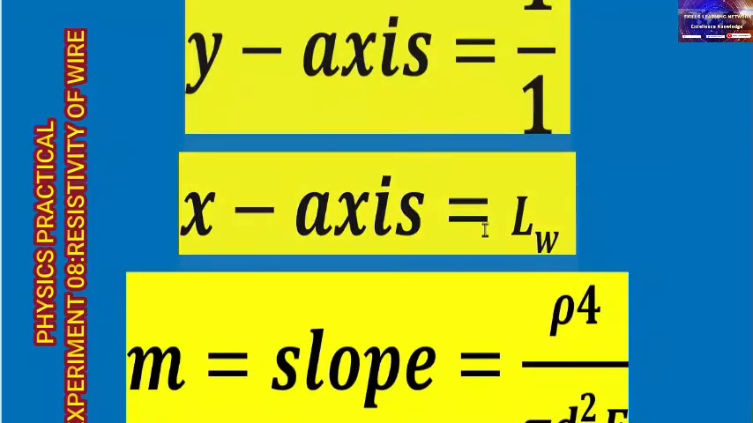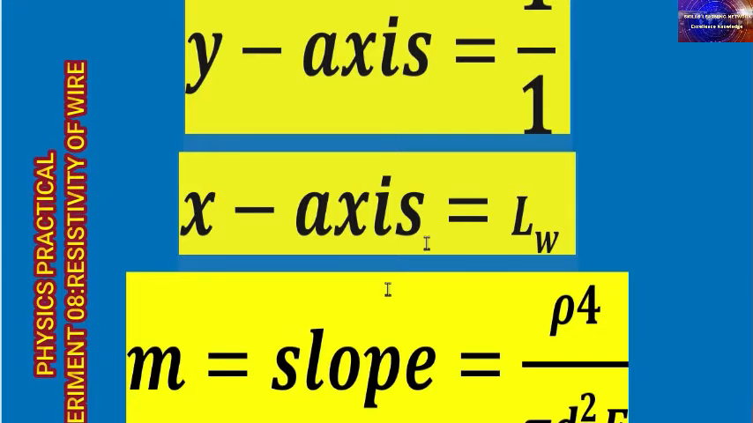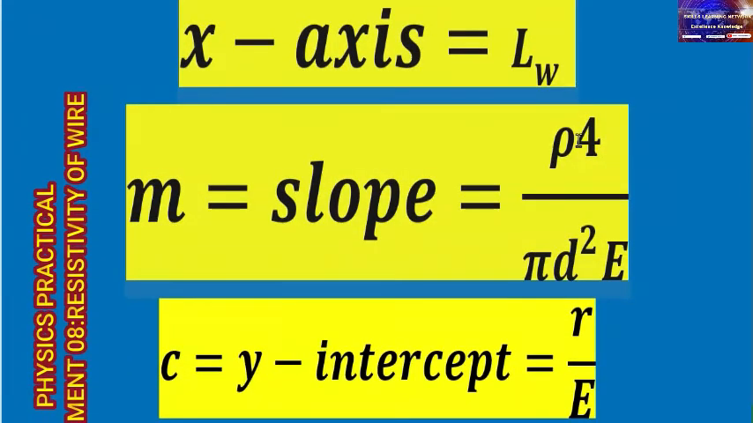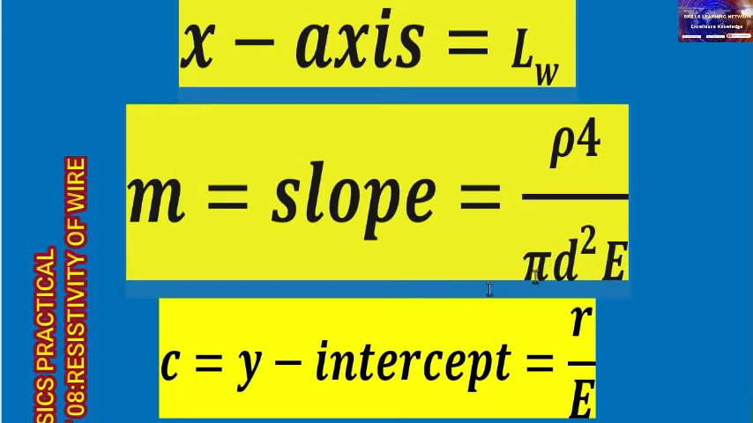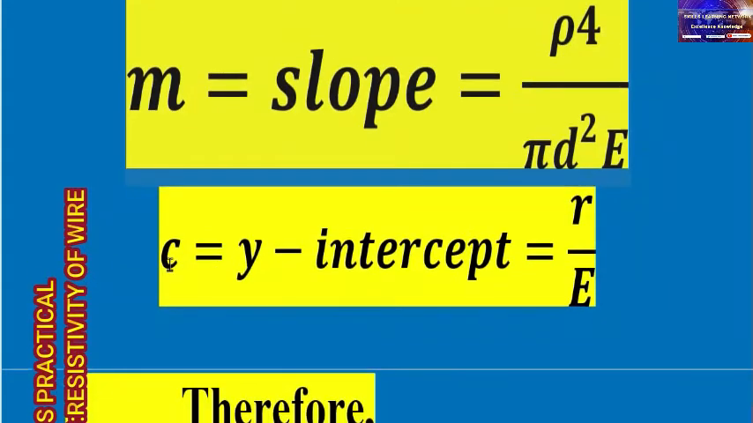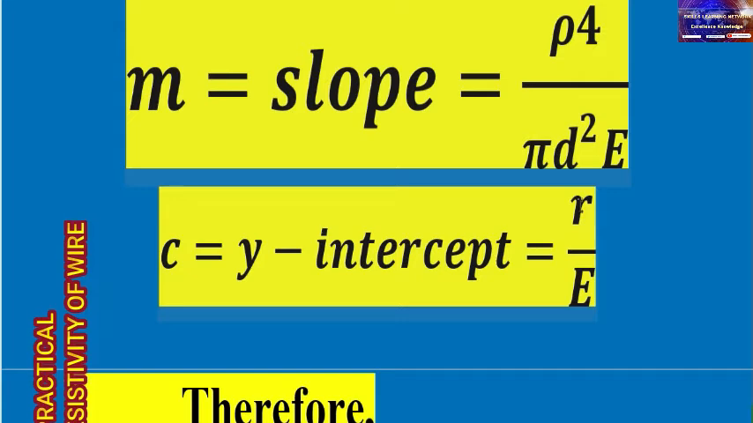Y-axis is equal to 1 over I, x is equal to L, the length of wire, and the slope is equal to resistivity times 4 over pi d square times EMF, and the C is equal to the y-intercept, which is equal to R over E.